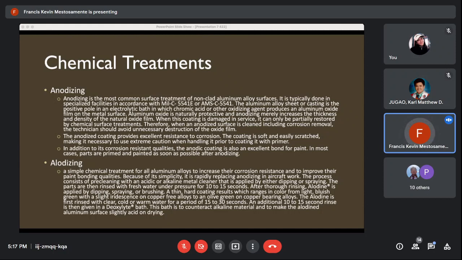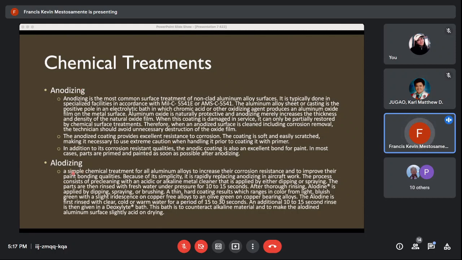One example of an anodized material, yung mga carabiner. I think I have a picture on the previous slides kanina. So yung mga carabiner na ginagamit natin with the keys and with the alcohol, those are examples of anodized aluminum or material.